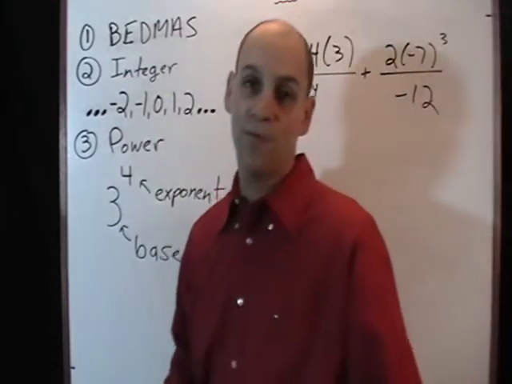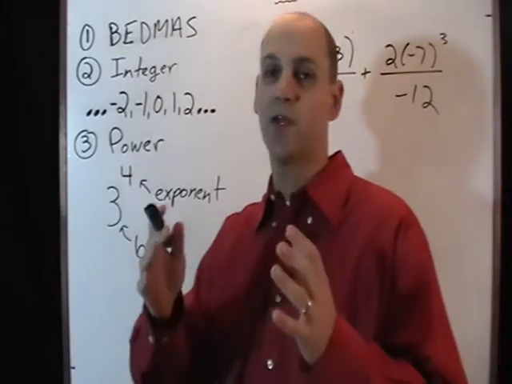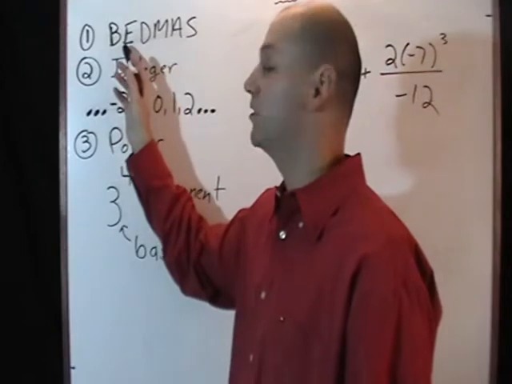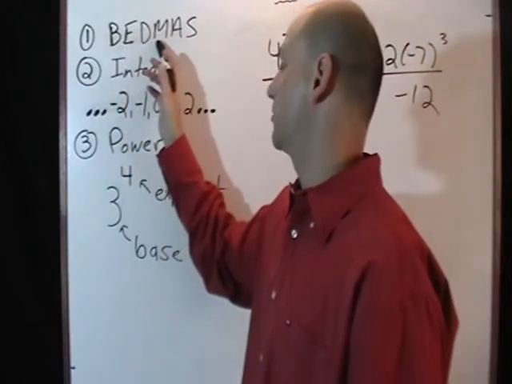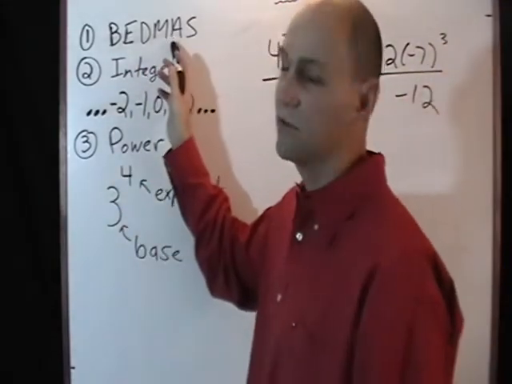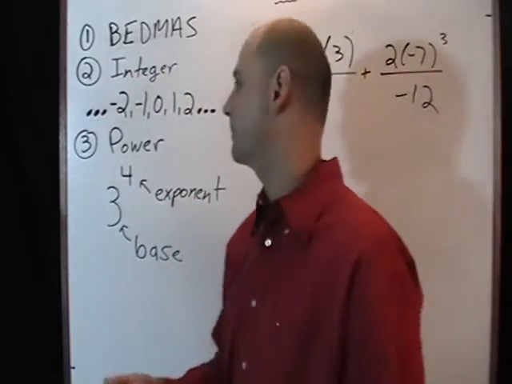What does it mean? Well, it means when you're doing a calculation, the very first thing you're going to do is look for anything that's within a bracket and do that first. Once you're done that, you're going to move on to the exponents and complete those. And then you're going to do division and multiplication. And it doesn't matter what order you do those in. Then the last thing you do is addition, subtraction. And again, it doesn't matter what order you do those in.